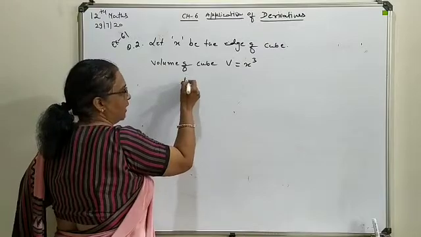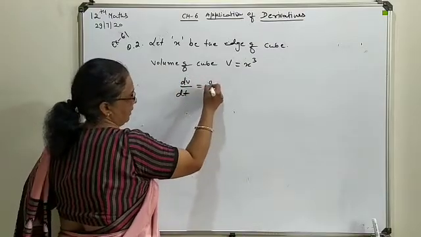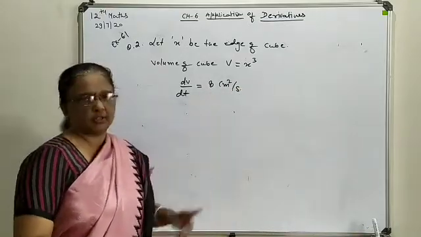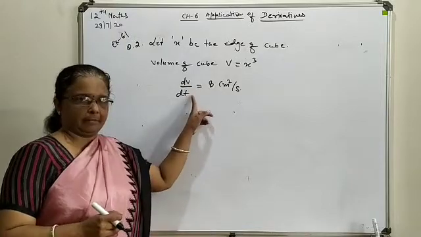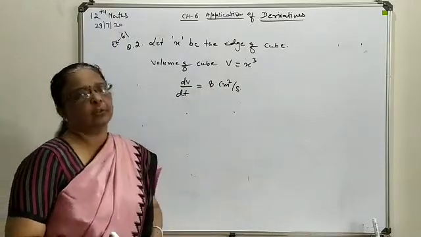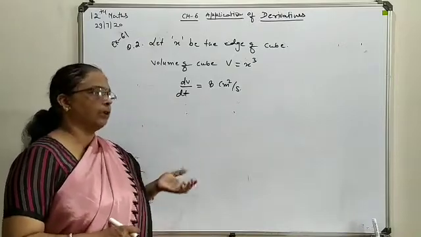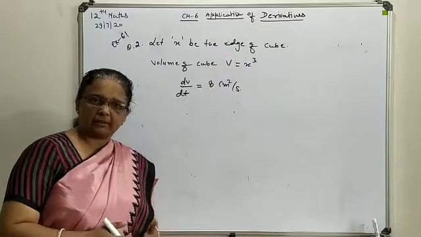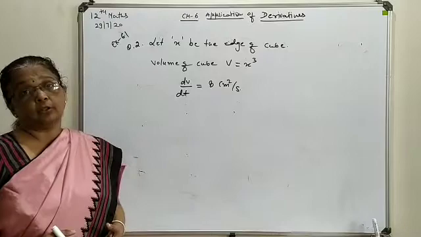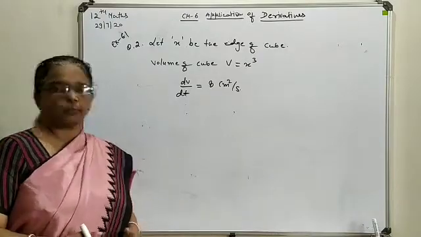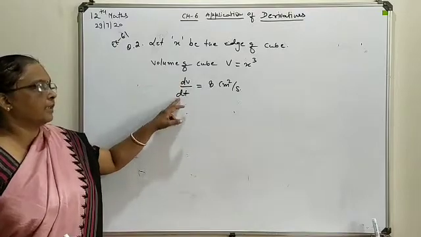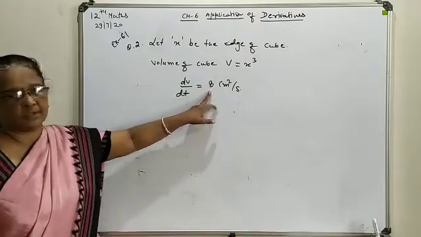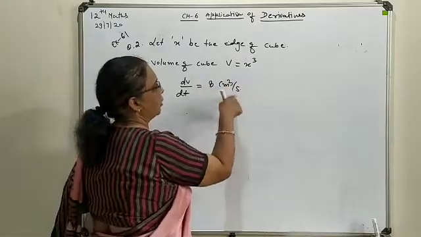So here volume is increasing, so dV by dt is available as 8 centimeter cube per second. When this quantity shows a positive sign, it means your volume is increasing. When it shows a negative sign, there is a decrease. A positive sign shows an increase in that particular quantity, and a negative sign shows a decrease. So here the increase in the volume is available as a positive quantity, and this is centimeter cube per second.